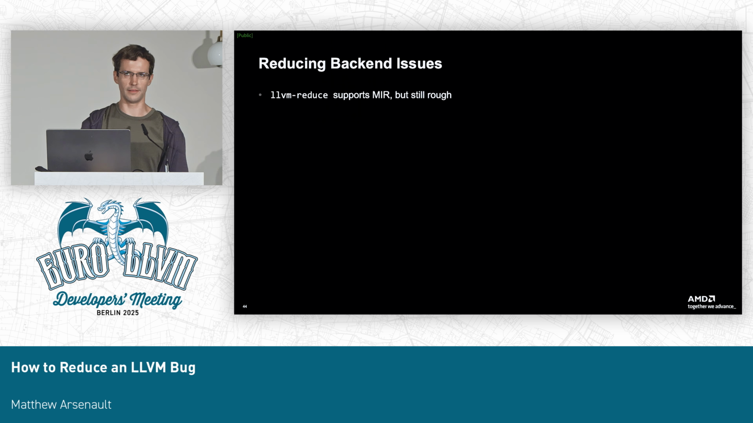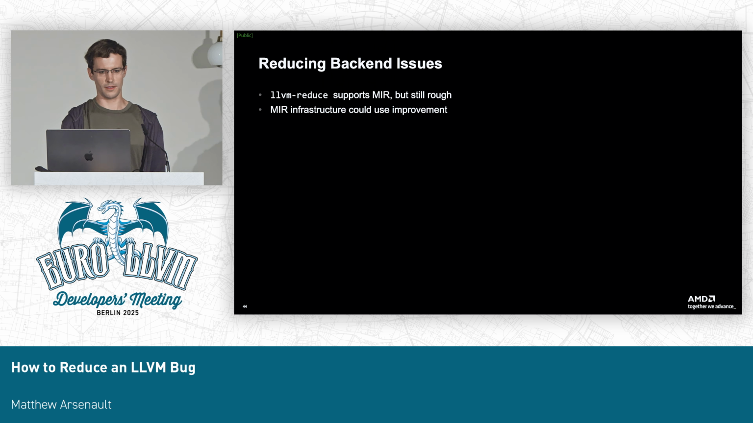If you get into later issues after selection DAG, llvm-reduce does support MIR, but it's still quite rough. I gave a talk about this about 3 years ago, and very little's changed. The MIR structure could use a lot of improvement. It needs a lot more TLC than it gets. Targets need to implement custom support for their custom machine function info fields and so forth. And I don't think any target has 100% coverage there. There's still generic stuff that's missing. We're missing things like the IR has the support to track the use-list order for a value.